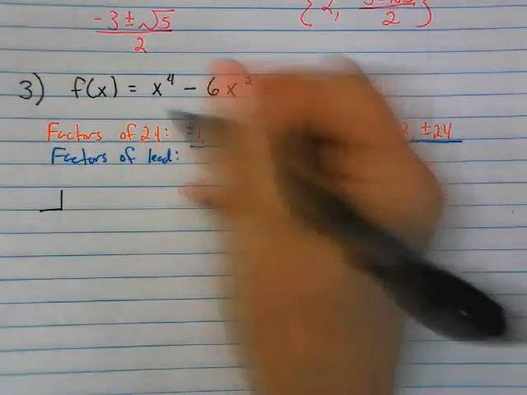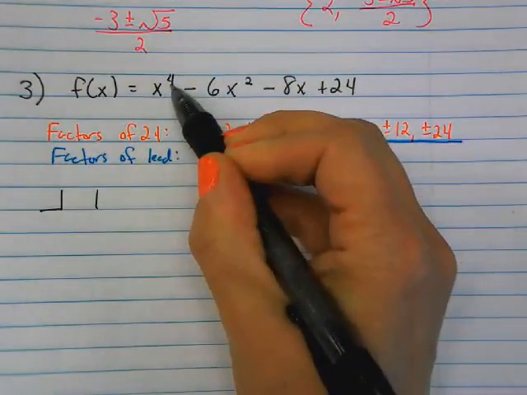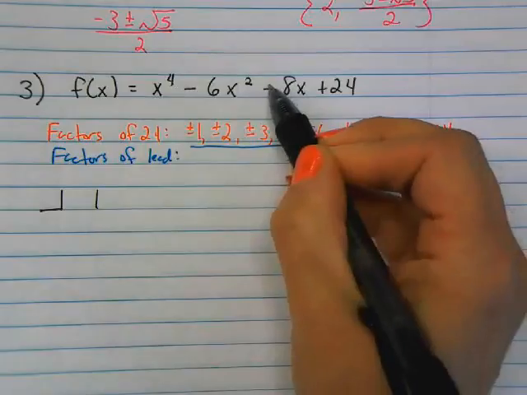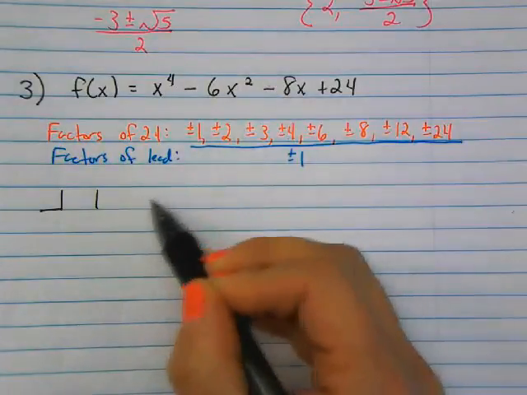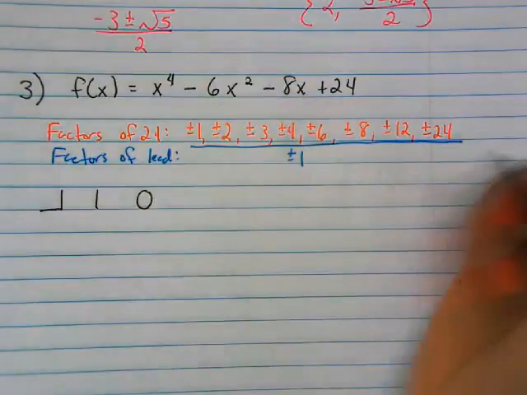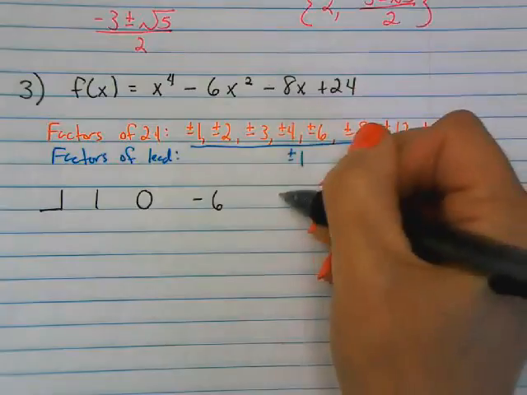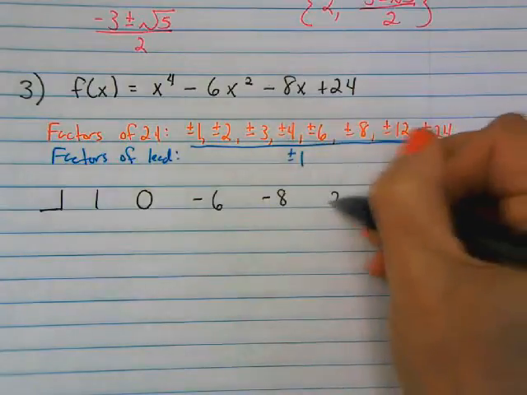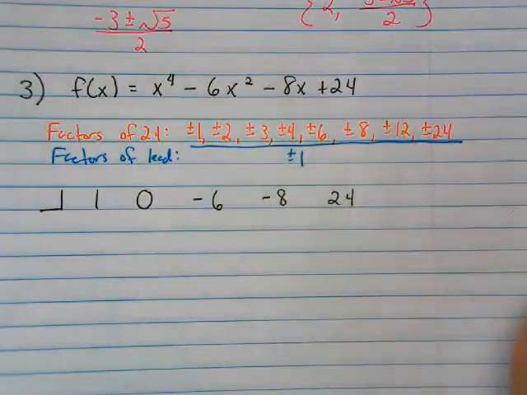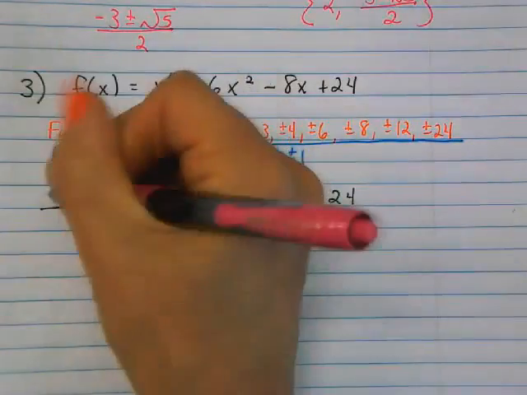Let's see, I have 1. Be careful. I go from x to the 4th to x squared. So what do I need here as a placeholder? Good, I need a 0. Then a negative 6. Be careful of his signs. The 8 would be a negative, and a 24. Alright, you ready? I'm going to start with positive 1, and I'm going to hope I get lucky.